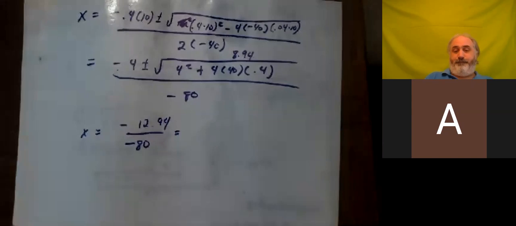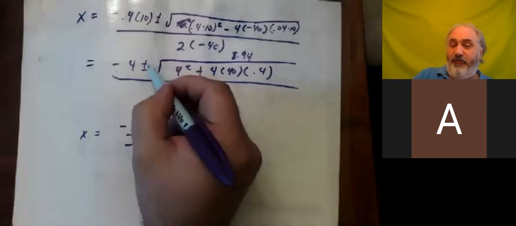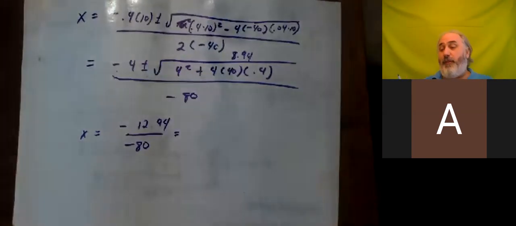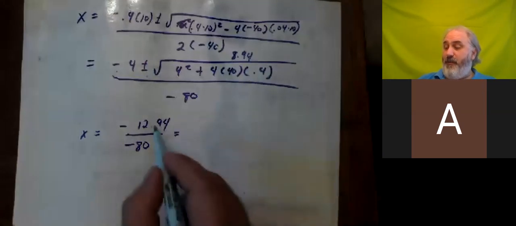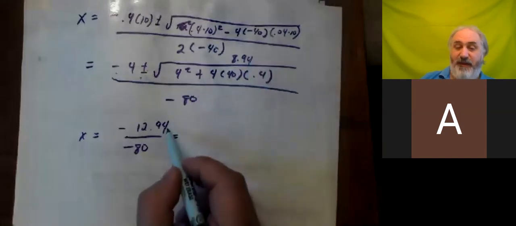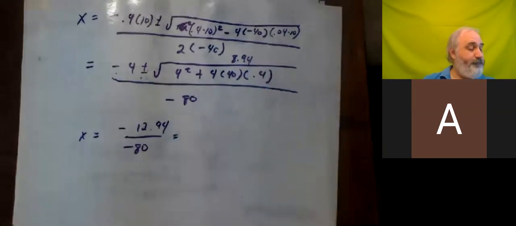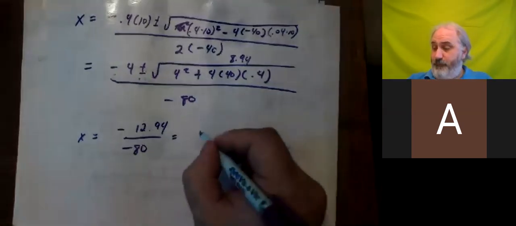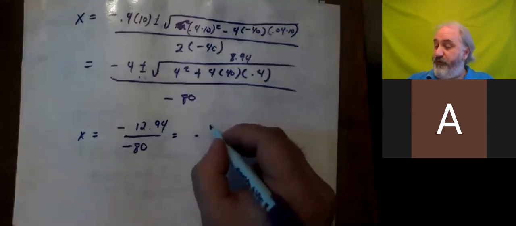You said that 8.94 was negative as well? Well, remember, the formula has a plus or a minus, right? So in principle, the solution to this problem could have two possible answers. One of them is if it's negative 4 minus 8.94, I have negative 12.94 divided by 80. So it's two answers. Well, sort of. Quadratics always have two solutions.